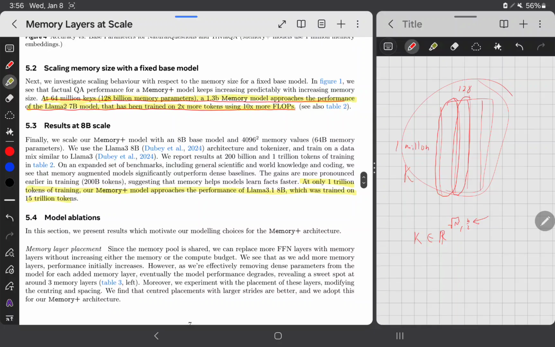They also mention that at only 1 trillion tokens of training, the Memory Plus model approaches the performance of the Llama 3.1 8 billion model, which was trained on 15 trillion tokens. So apparently, it's a lot more efficient at utilizing the data it's given. So that means you train it for less time, and it utilizes those parameters a lot better. So that's interesting.